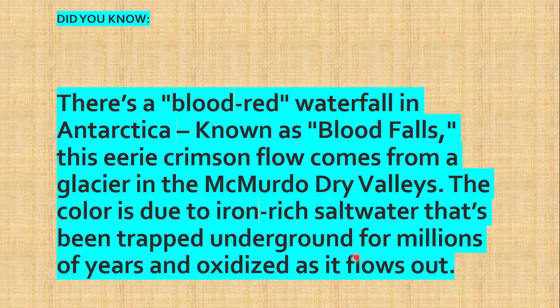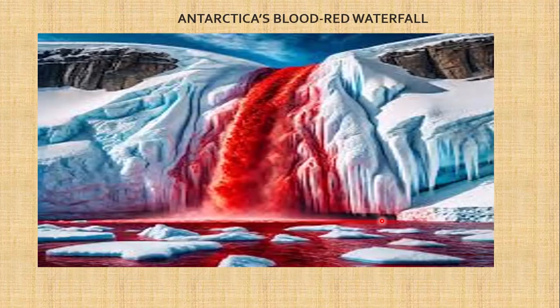Oh, did you know there's a blood red waterfall in Antarctica known as Blood Falls? This eerie crimson flow comes from a glacier in the McMurdo Dry Valleys. The color is due to iron-rich salt water that has been trapped underground for millions of years and oxidized as it flows out. That is amazing. So this is Antarctica's blood red waterfall.